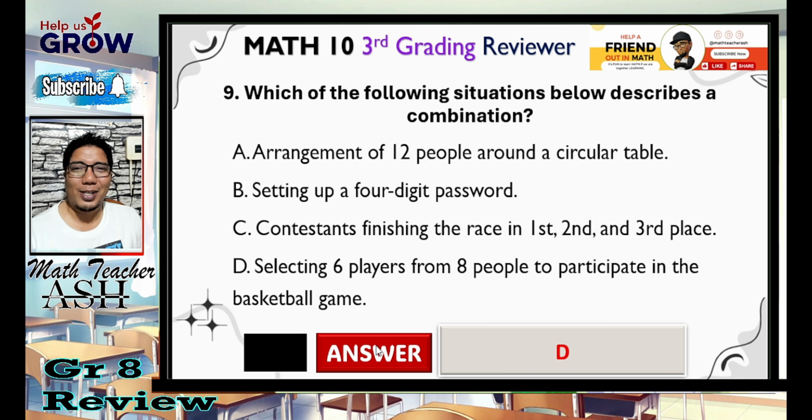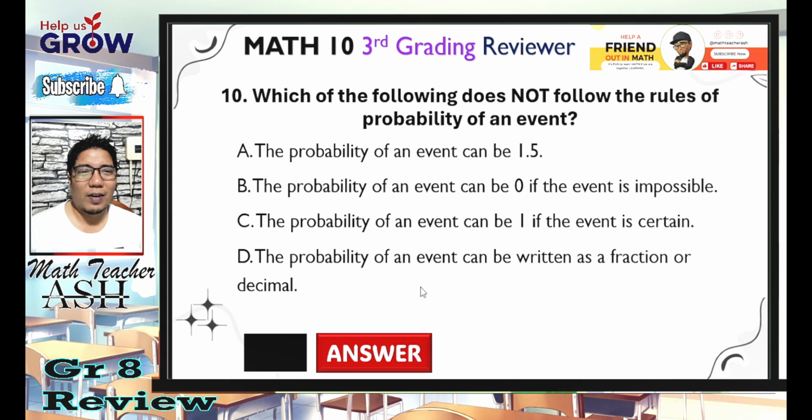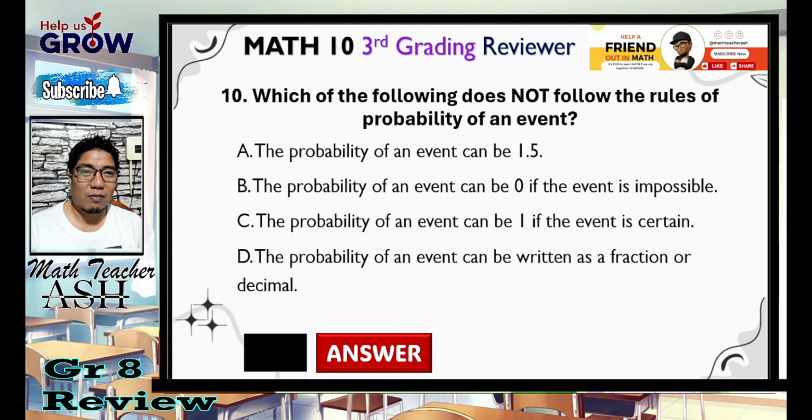Alright, my dear math learners, now let us go to question number 10. Which of the following does not follow the rules of probability of an event? Is it A, the probability of an event can be 1.5? B, the probability of an event can be 0 if the event is impossible? C, the probability of an event can be 1 if the event is certain? Or D, the probability of an event can be written as a fraction or decimal? I'll give you 5 seconds to think about your answer.